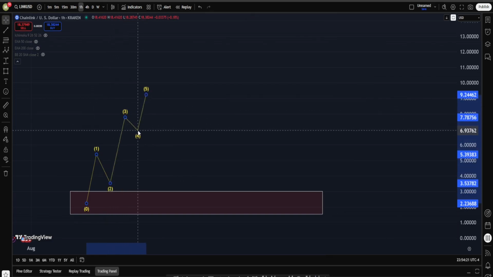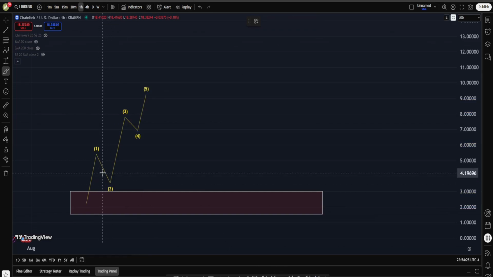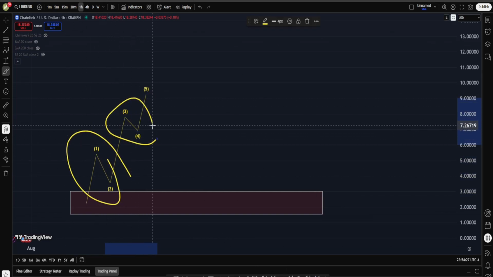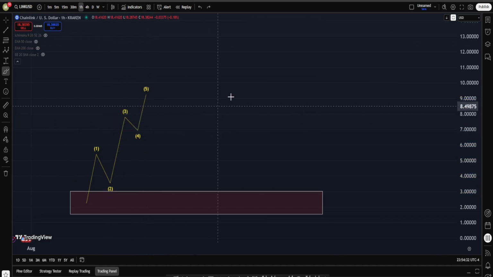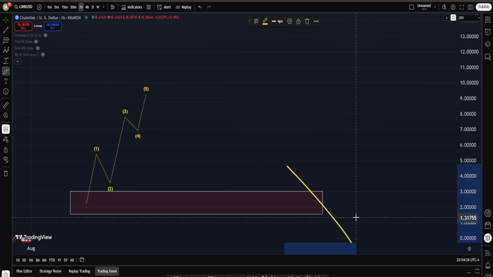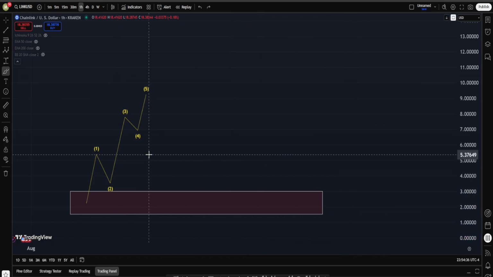Now this specific example is an impulse. Rules for it are we should not have overlapping of the waves between wave 2 and 4, and in any kind of 5 wave, wave 3 is not allowed to be the smallest wave. This is a big no-no in Elliott Waves. Now sometimes we can have other forms of 5 waves.